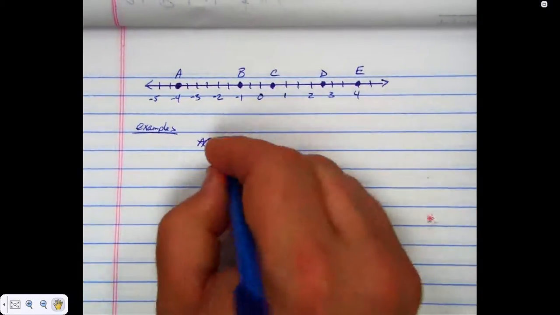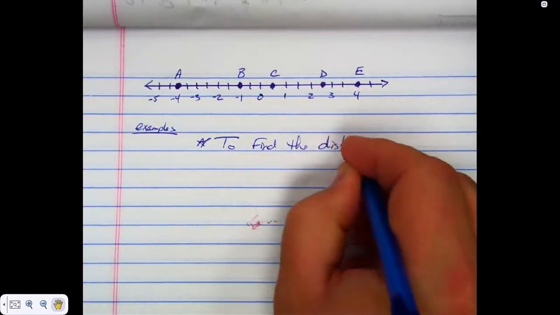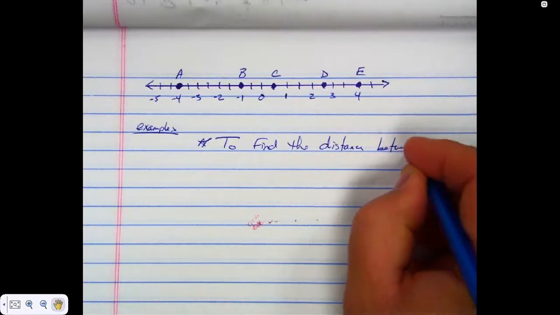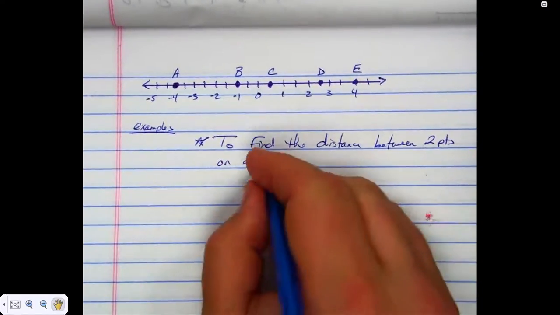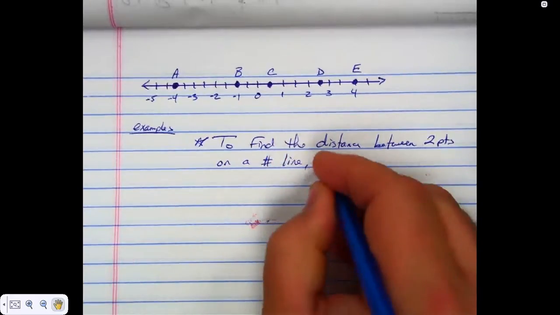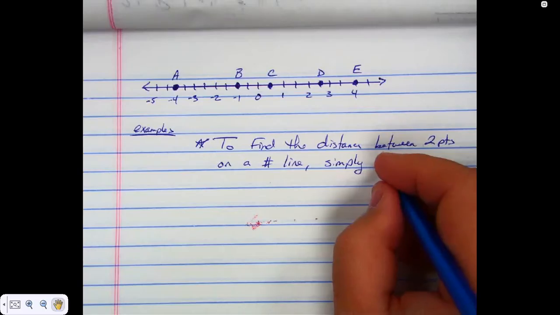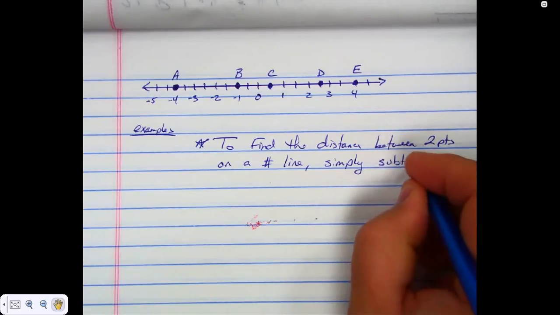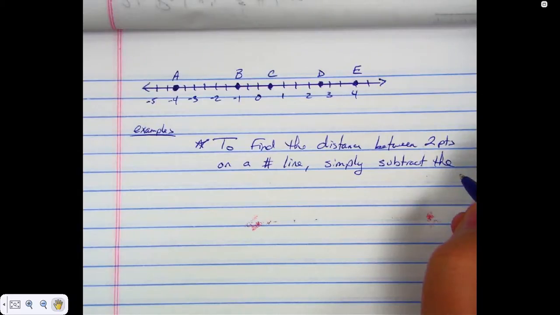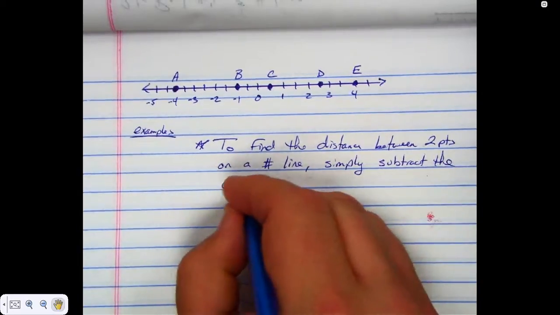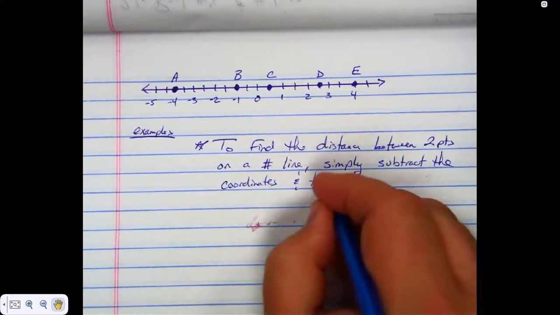But first, we're going to have a rule to find the distance between 2 points on a number line. Simply subtract the coordinates. The absolute value.